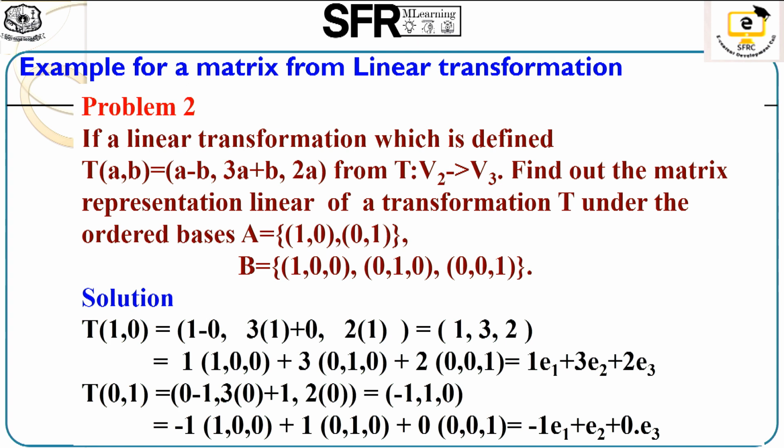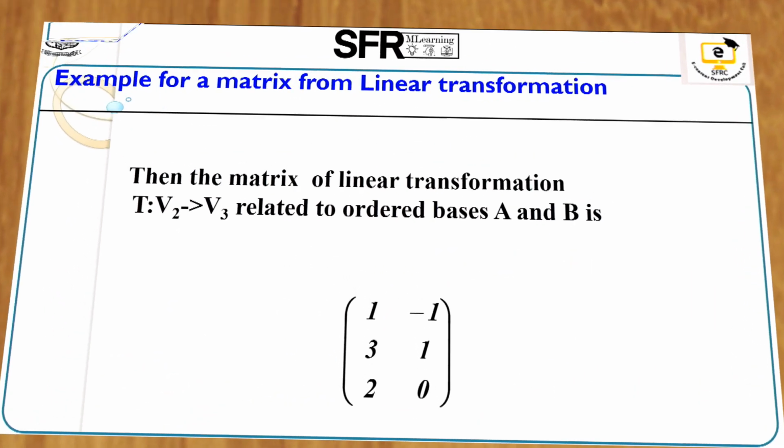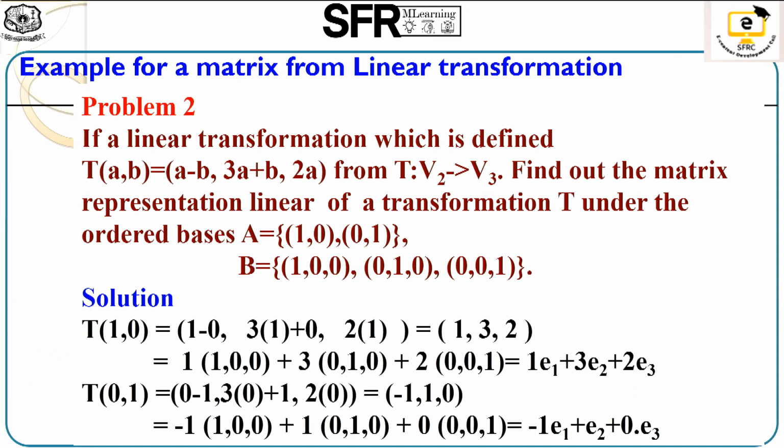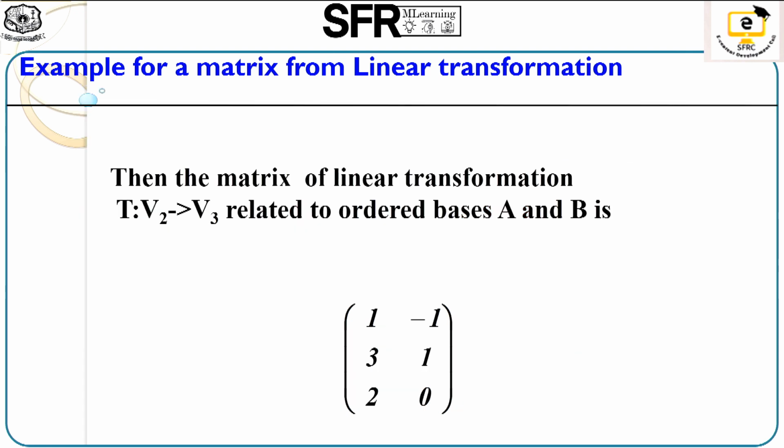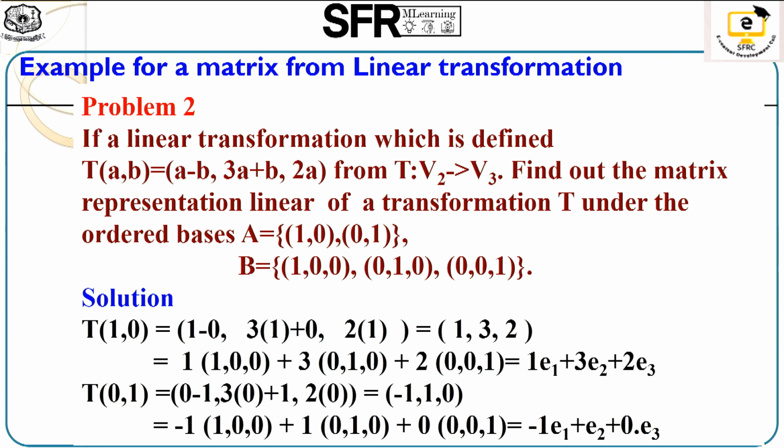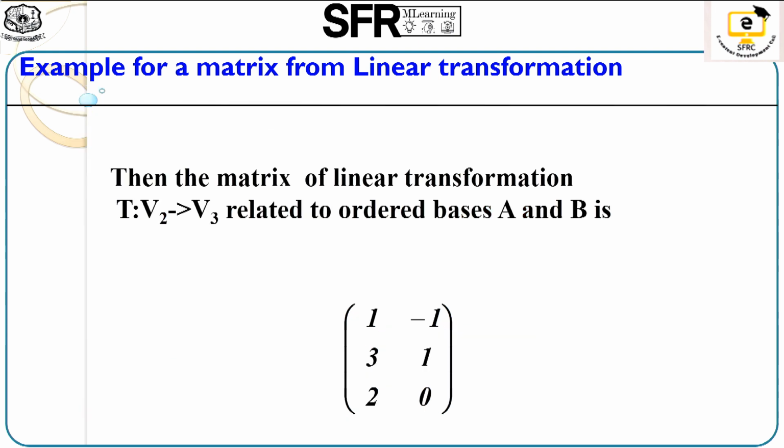Using these values, we write the matrix. Here the value is 1 E1, 3 E2, 2 E3, so we write it column wise as (1, 3, 2). The next value is minus 1 E1 plus E2 plus 0 E3, so we write it as the second column (minus 1, 1, 0). This is the matrix representation for the given linear transformation.